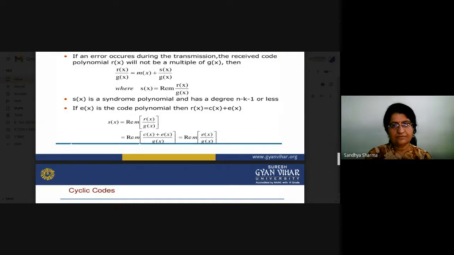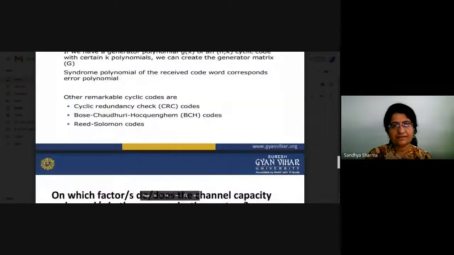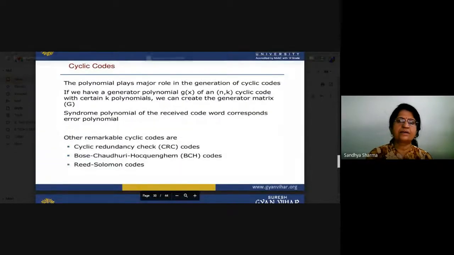So that is basically it. In the end, there are other remarkable cyclic codes also: the cyclic redundancy check codes, BCH codes, and Reed Solomon codes. In the next lectures we will discuss these codes.